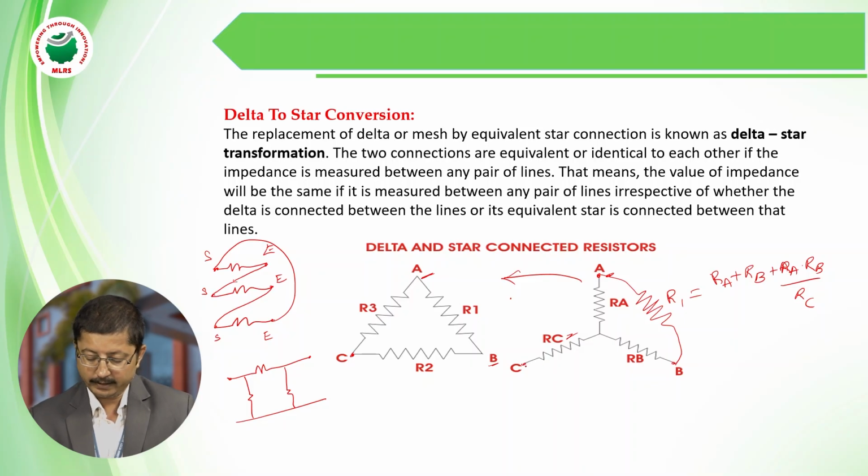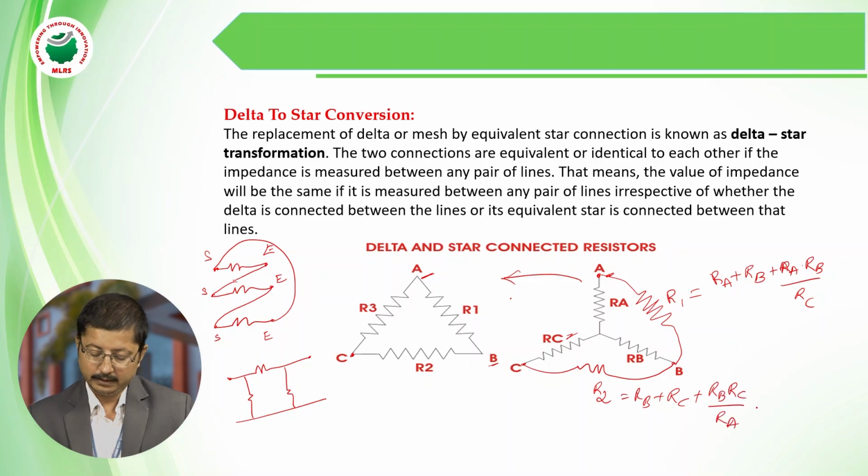Similarly, if we connect the delta resistance here, that is R2. So R2 is equal to RB plus RC plus RB RC divided by RA. Similarly, to convert from star to delta, R3 is equal to RC plus RA plus RC RA divided by RB.